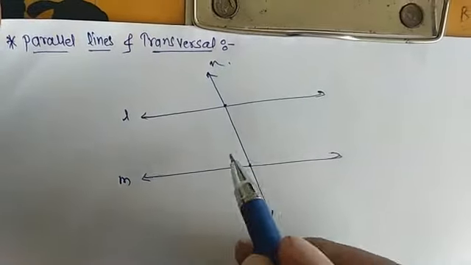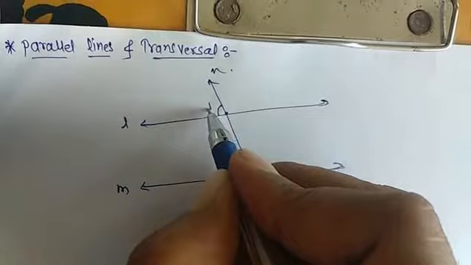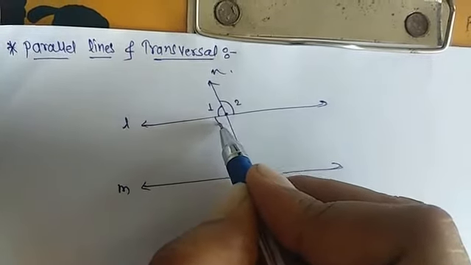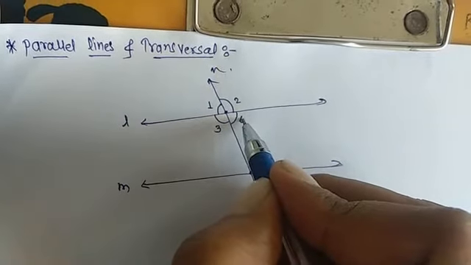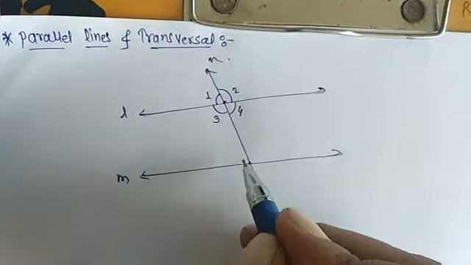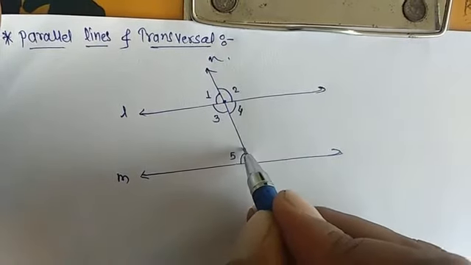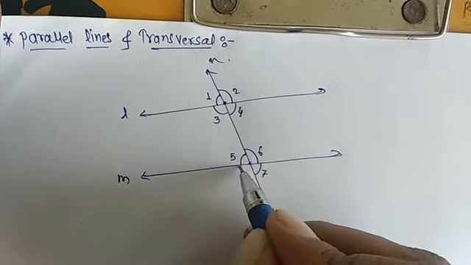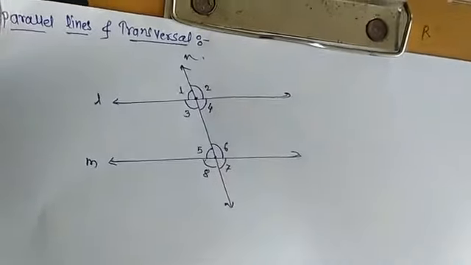So it will make an angle here, which I will call angle number 1, here angle number 2, here angle number 3, here angle number 4. Also here it is making angle 5, 6, 7 and 8.